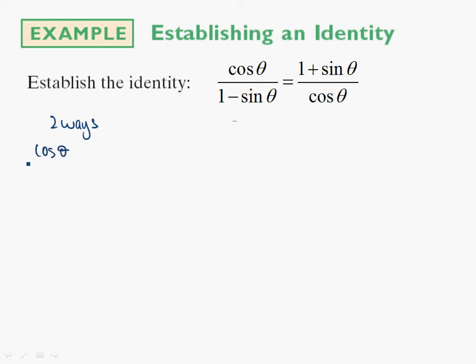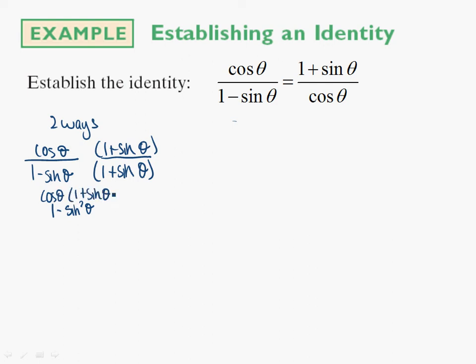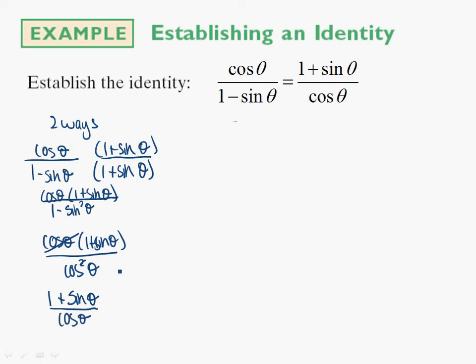If I want to work on the left, which is what we usually end up doing, this 1 minus sine is giving me a hint. Try 1 plus the sine of theta. Okay, maybe I will write this whole thing out. So that's 1 minus the sine squared, right? And in the top you get the cosine of theta times 1 plus the sine of theta. Yes? And 1 minus the sine squared is the cosine squared. This one cancels with this one. So what I'm left with is 1 plus the sine of theta divided by the cosine of theta, which is what I had over here.